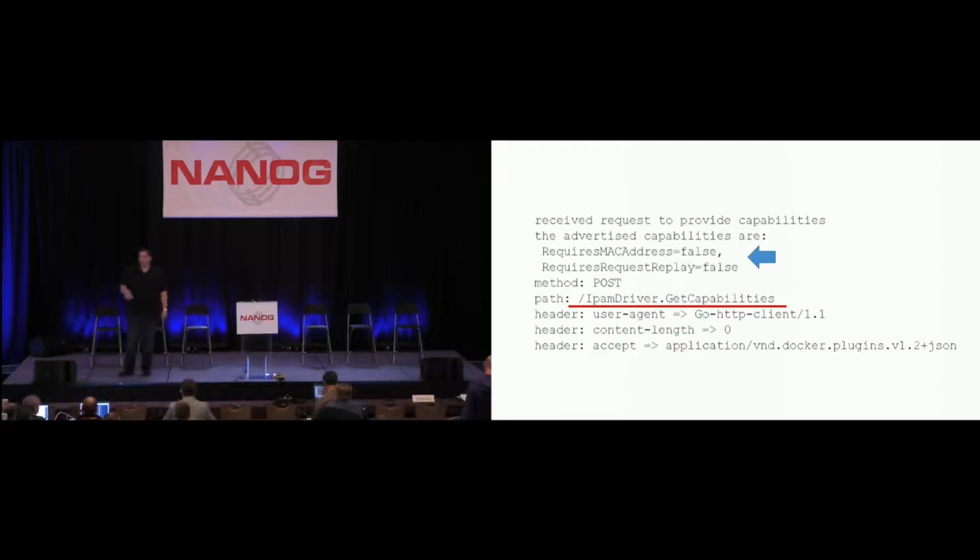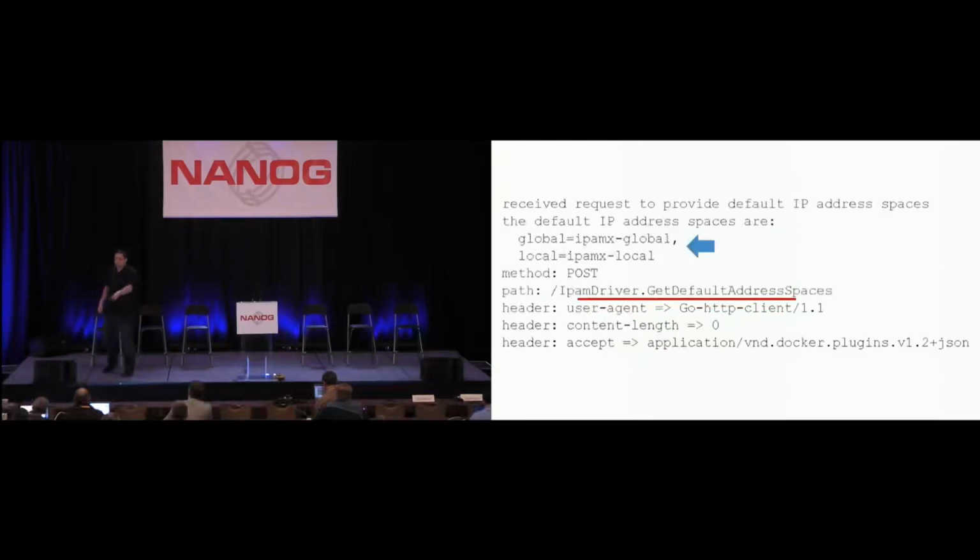Where that comes into play is that imagine Docker generates a MAC address itself, but without realizing that somewhere else that MAC address is in use, you now have a layer 2 conflict somewhere. So for the most part, I see that requires MAC address would be set to false. And requires request replay is a feature that if you set it to true, Docker on startup would request and release all the networks that it knows about.